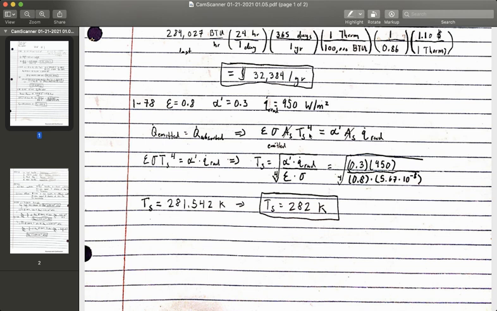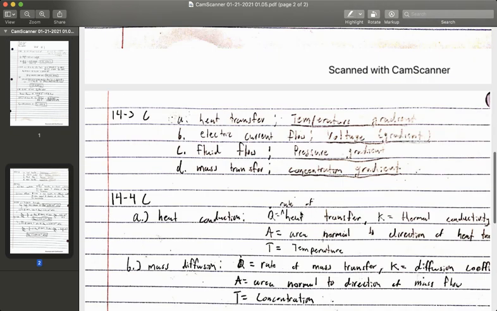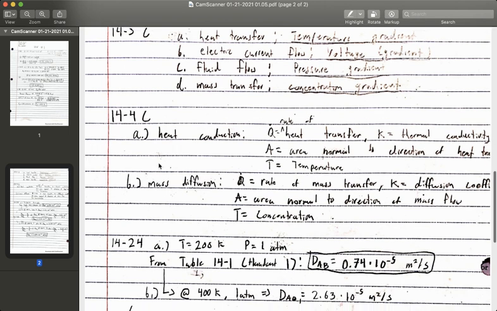They're written out. We can cross out the areas because they're on both sides, the surface areas. And then what we're left with is this, which can be arranged for the surface temperature of the spacecraft, which is what we're after, and plug in all the values, and we'll find that the surface temperature of the spacecraft is 282 degrees Kelvin. These are both concept problems.